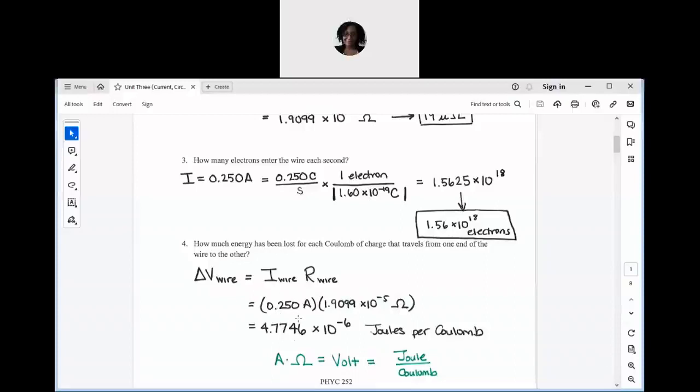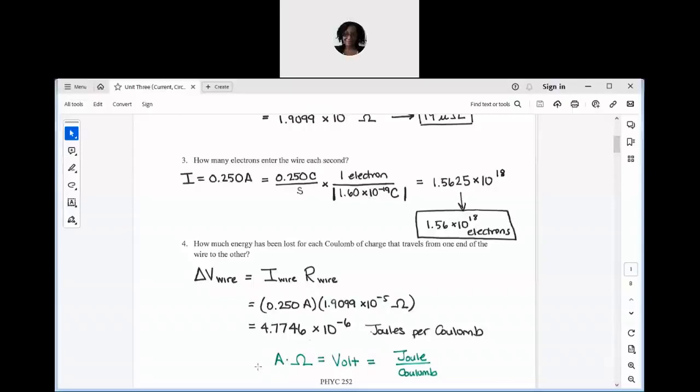0.250 amps for this resistance value is going to result in a very small but non-zero voltage drop, or a potential difference. So when you calculate that, you get 4.7746 times 10 to the negative 6 joules per coulomb.